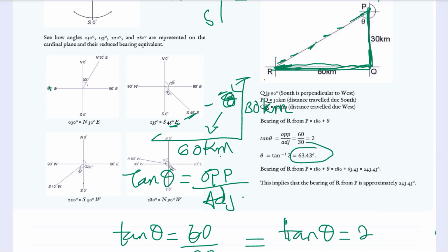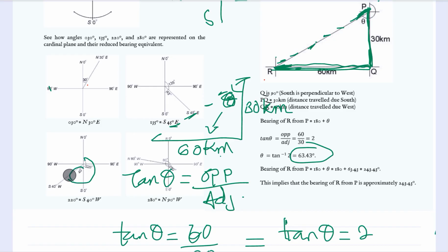63.43. Now that is the bearing. I get what I'm saying? That is the bearing. So then I say the bearing of R from P, the bearing of R from P here, will now be, look, just like what I did here. Consider what I did here. I said 220 minus 180. That gives us what? 40.